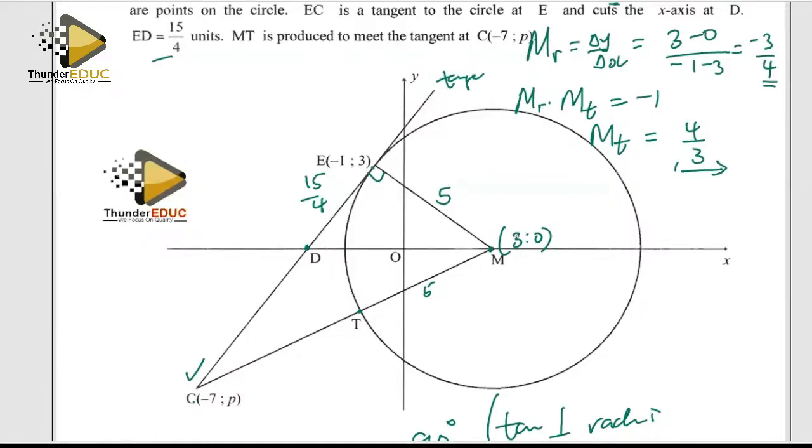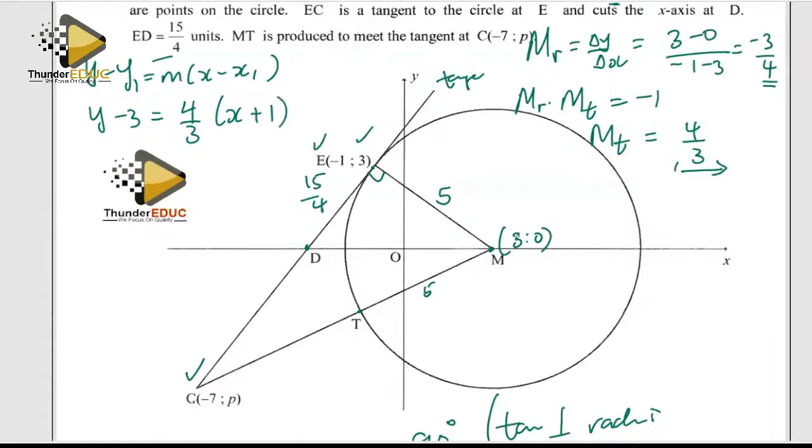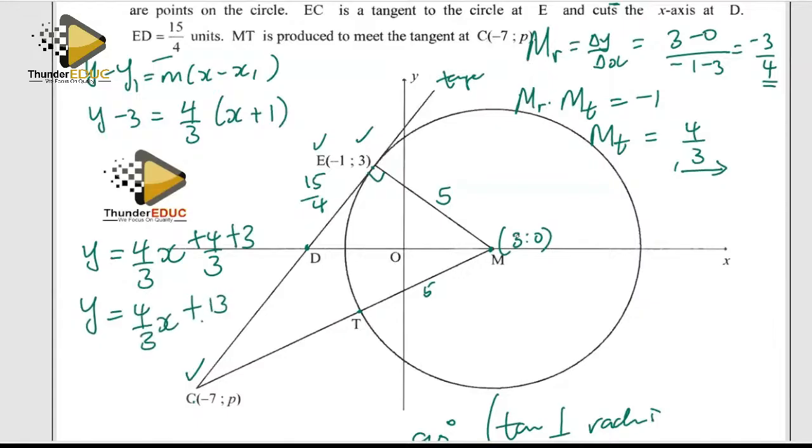Then we need to write down the equation using this point E. So I'll say y minus y1 is equal to m into x minus x1. So y minus 3, using point E, is equal to 4 over 3 into x minus negative 1, which gives me a plus. Open this up as you transpose. So it's 4 over 3 x, plus 4 over 3. When I move this 3 to that side, it becomes a positive 3. So it's 4 over 3 x plus 13 over 3. This is the equation that the question wanted.